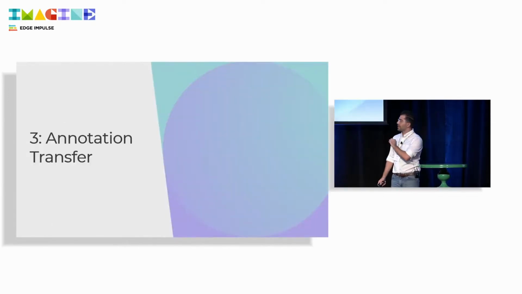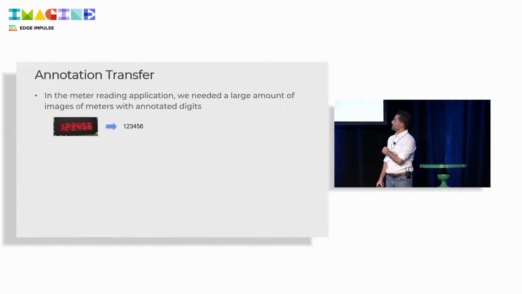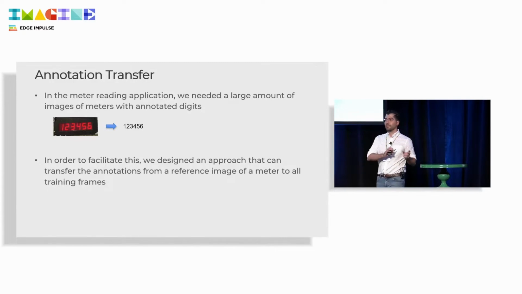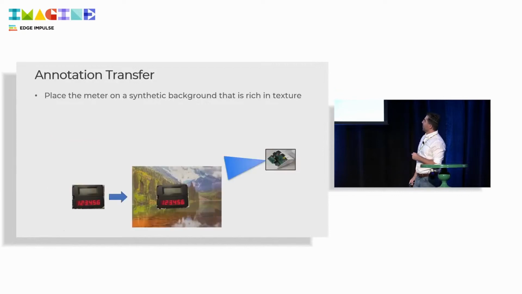The third approach is annotation transfer. So in the meter reading application that I mentioned on the first slide, we need a large amount of images of meters and corresponding annotations with the digits, 1, 2, 3, and their locations in the image. And in order to facilitate that, we designed an approach that allowed us to only annotate a reference frame and transfer all the annotations from the reference frame to all of the other frames. So I'll go into the details of that.